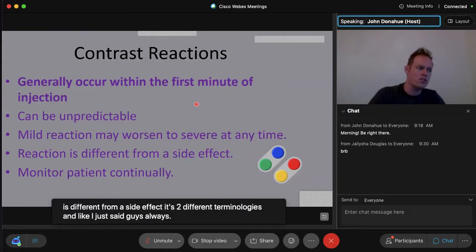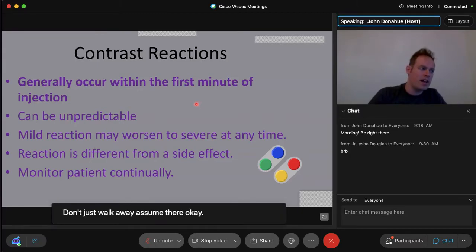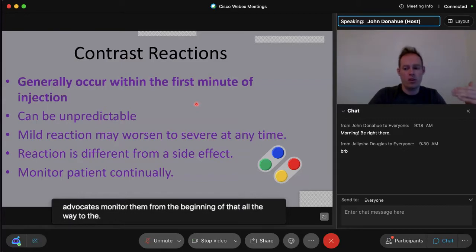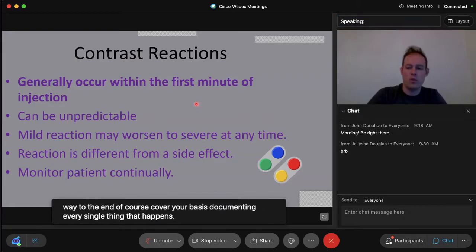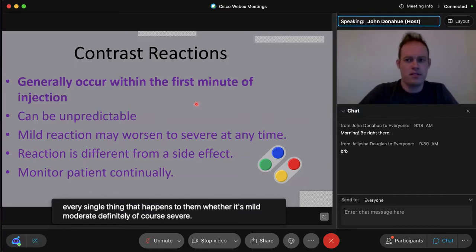Don't just walk away and assume they're okay. You are that patient advocate. You need to monitor them from the beginning of that exam, beginning of that injection, all the way to the end. And of course, cover your bases by documenting every single thing that happens to them, whether it's mild, moderate, and definitely, of course, severe.